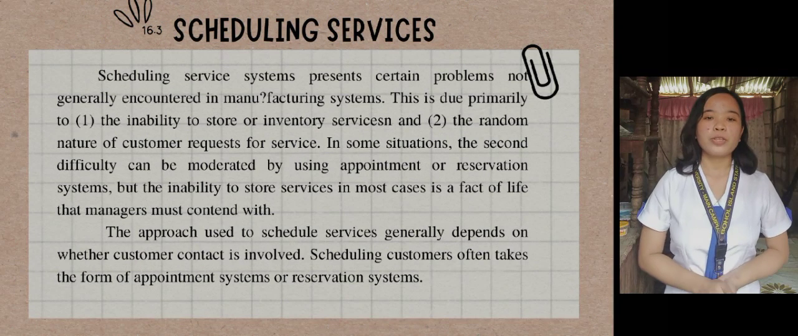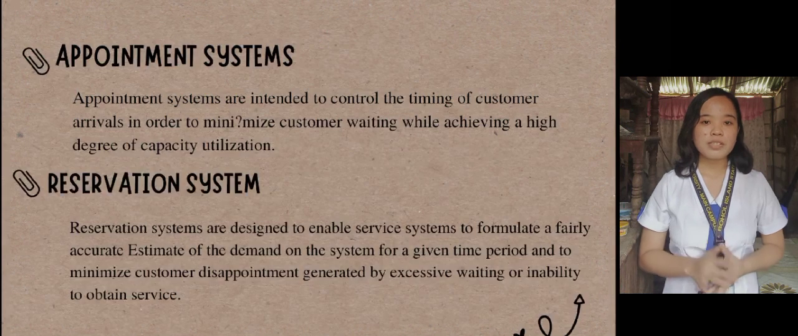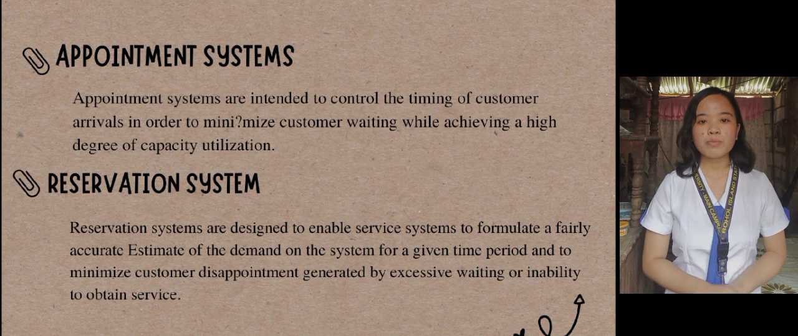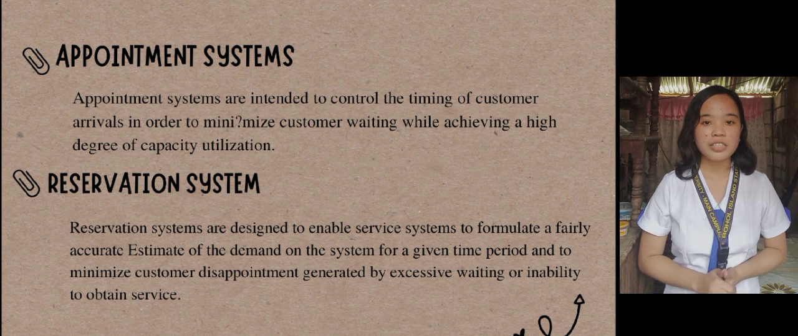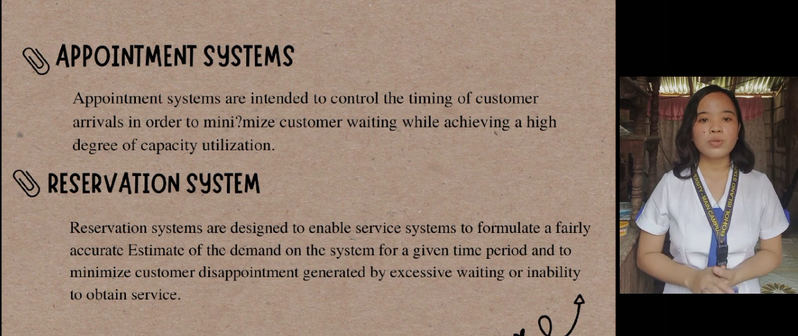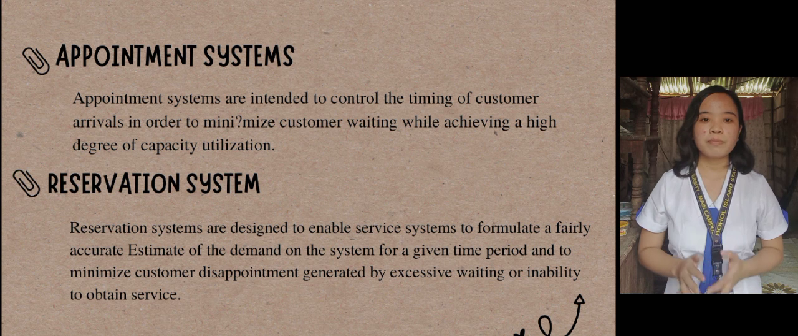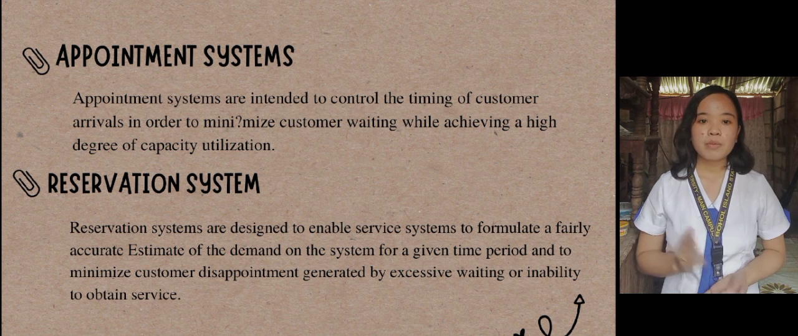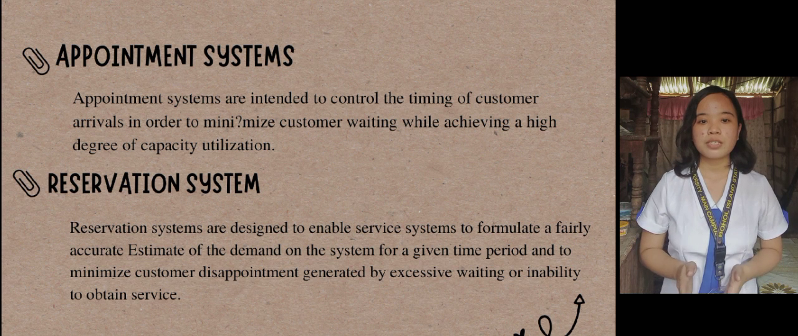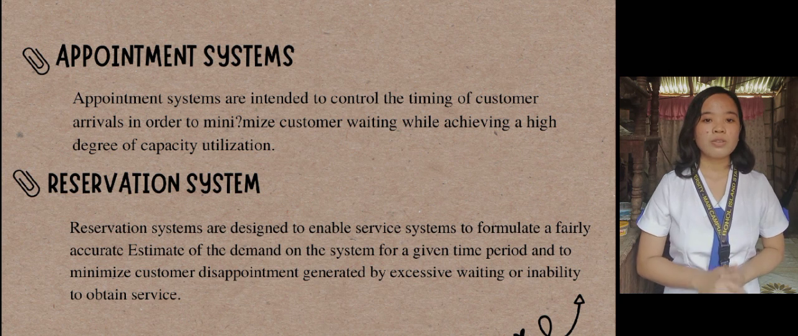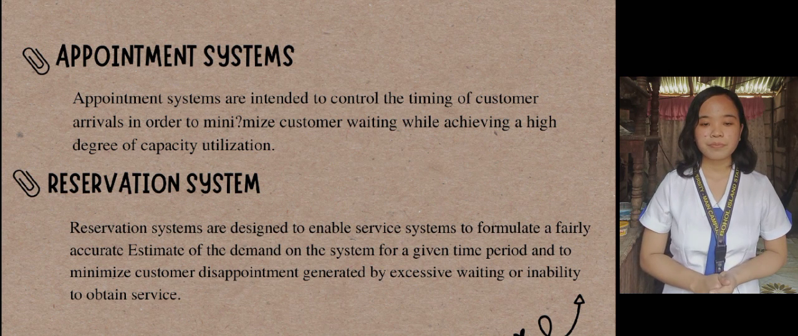So, what is appointment systems? Appointment systems are intended to control the timing of customer arrivals in order to minimize customer waiting while achieving a high degree of capacity utilization. So, for example, a doctor can use an appointment system to schedule patients' office visits during the afternoon, leaving the mornings free for hospital duties. Similarly, an attorney can schedule client meetings around court appearances.